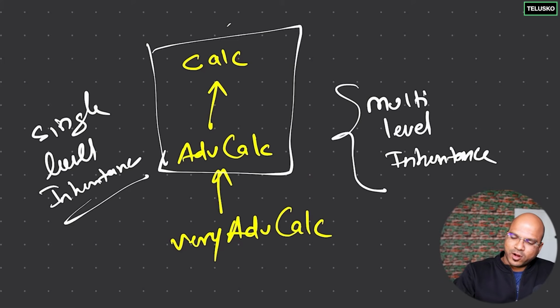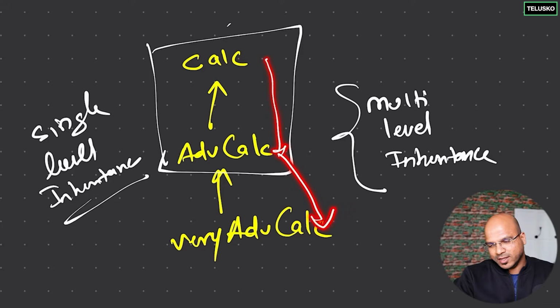So in the last video, we talked about what is single level inheritance, and then we talked about multi-level, right? Now, what is multi-level? When you have a class which is getting inherited by someone else, and then something else is getting inherited by something else, that is multi-level.